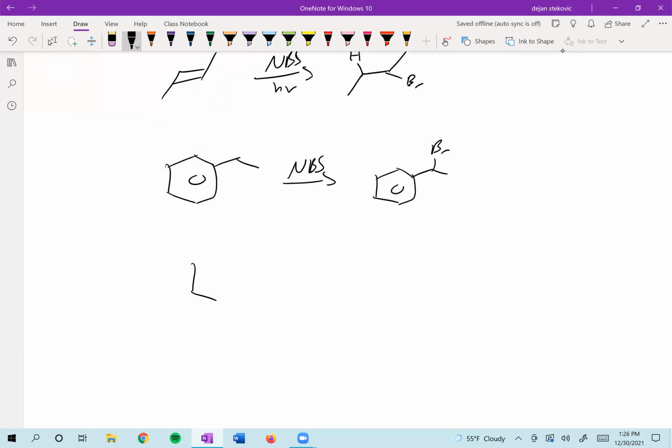And depending on how much you use, you can singly add one bromine, or you can add a whole lot of NBS. And then you can add multiple bromines, right? So you could add, in this case, maybe 3.